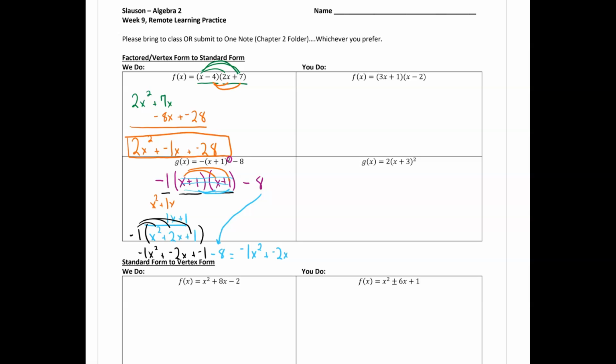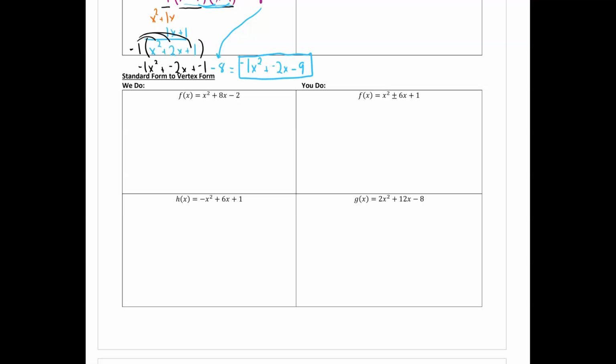You could also do minus 2x. And then when I combine negative 1 and then I take away 8 more, I get negative 9. Or in this case, I'll put minus 9. So this is my final answer. So again, what I would suggest you do is pause and you do the problem on the right.